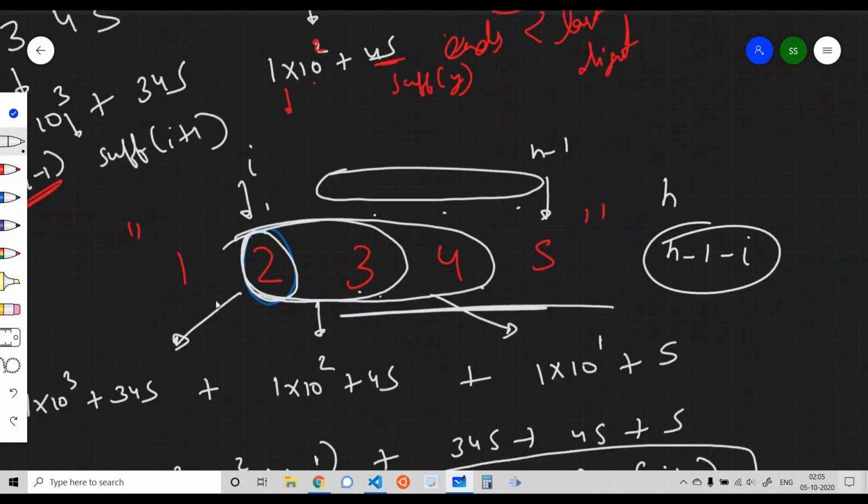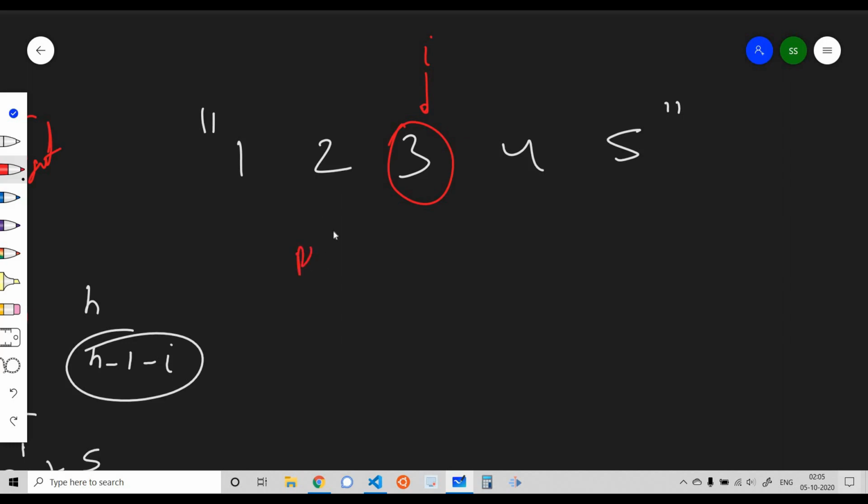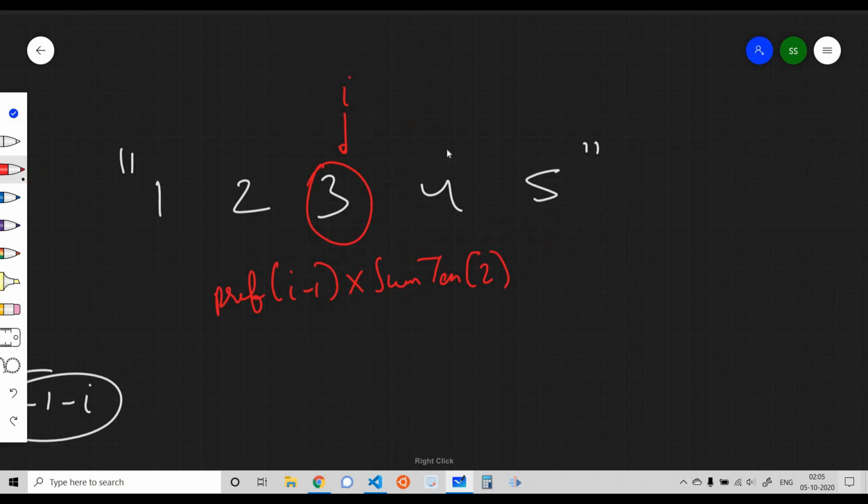So similarly I have done the same for all the indexes. Let me give you one last example. Suppose I am considering this index. Then the answer would be prefix of I minus 1 into sum 10 of 2, as there are two more elements after this index, plus suffix sum of I plus 1.